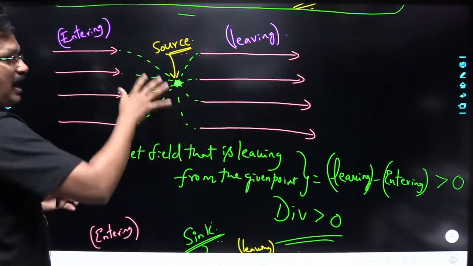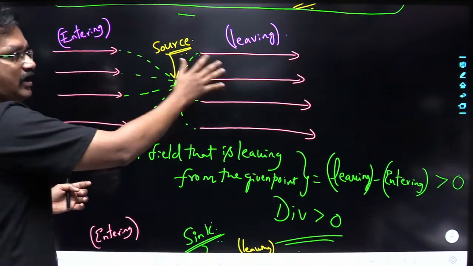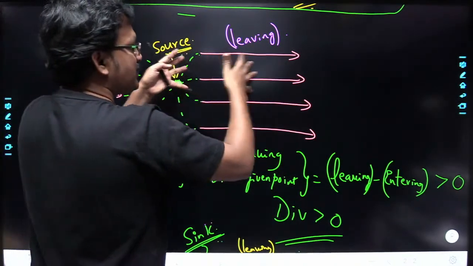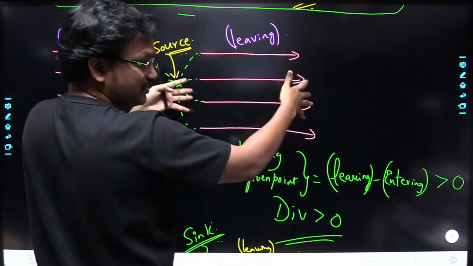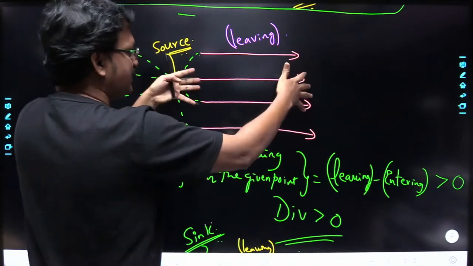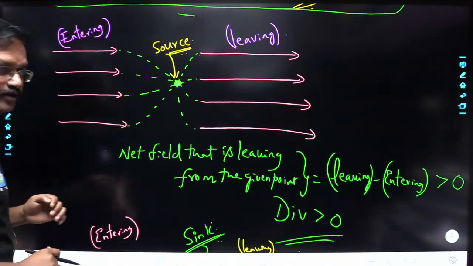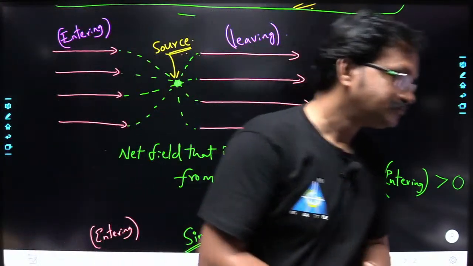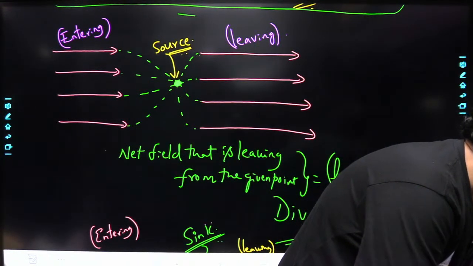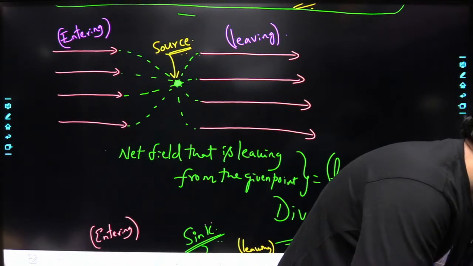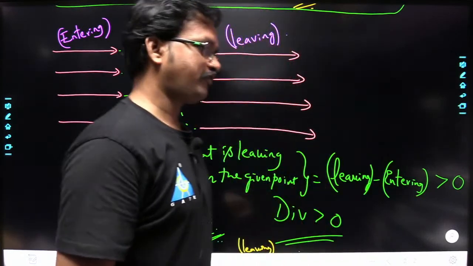So in this manner, I have differentiated between entering field and leaving field. Now here, since I have represented the leaving field with larger length of the vectors, it represents that the leaving field is greater when compared to the entering field. So in this manner, I have explained here. Clear? Yes or no? Yes, yes. Okay, I hope it is clear here. Yes, very good. Okay, fine.